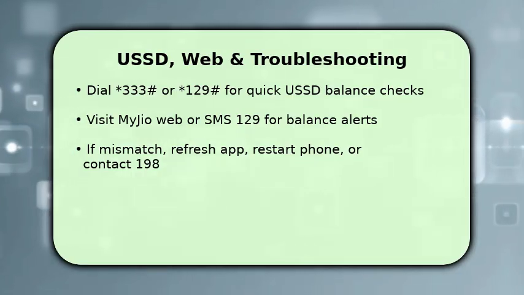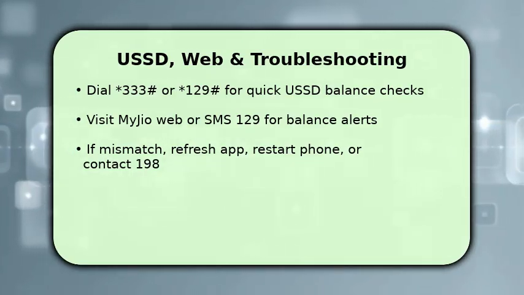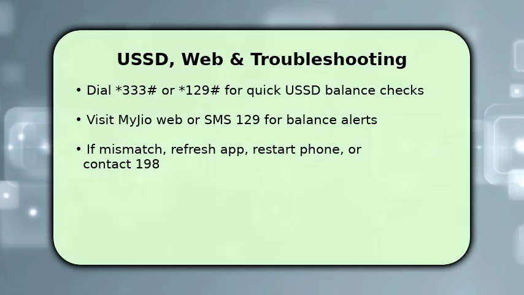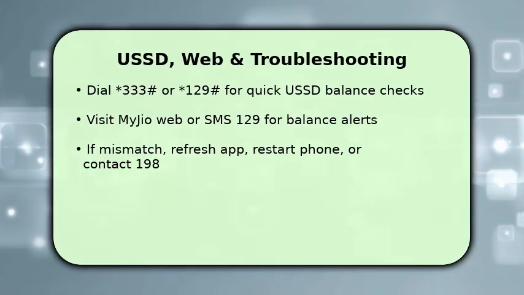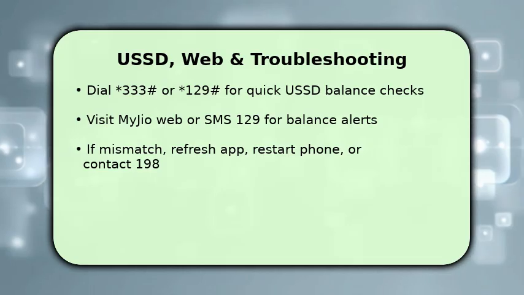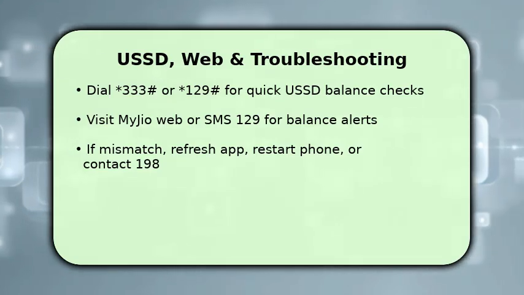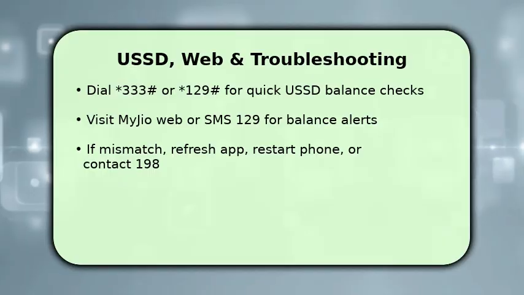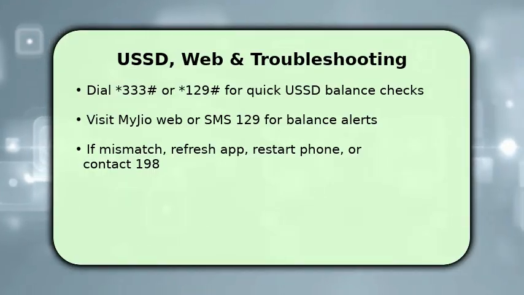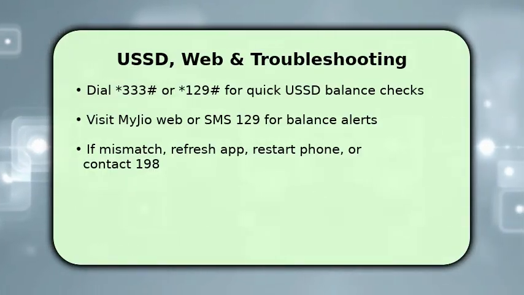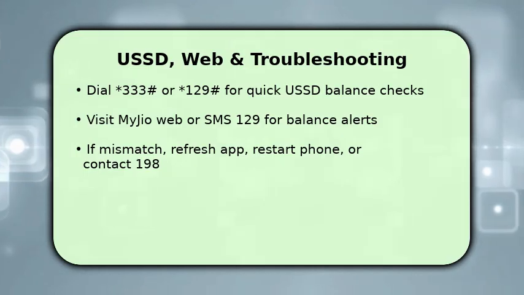Once you get the number, compare it to the app. If they differ, clear app cache, force close and reopen, or restart your phone to refresh network registration. If counts still mismatch, contact Geo customer care at 198 and provide last recharge details. This resolves most provisioning or display errors.